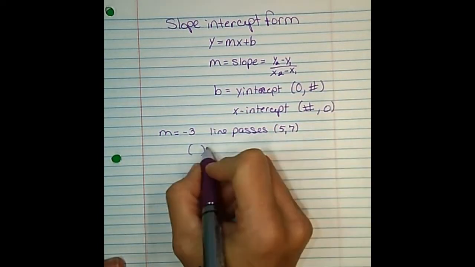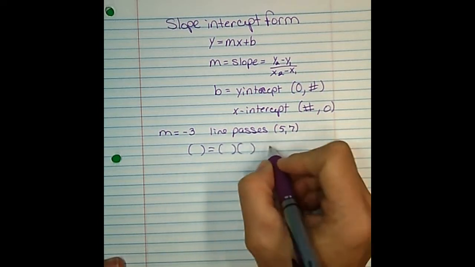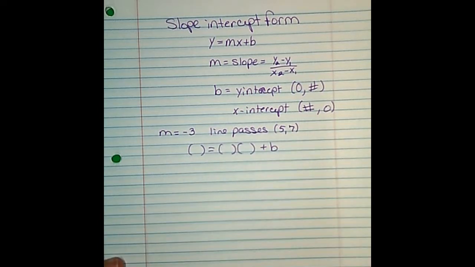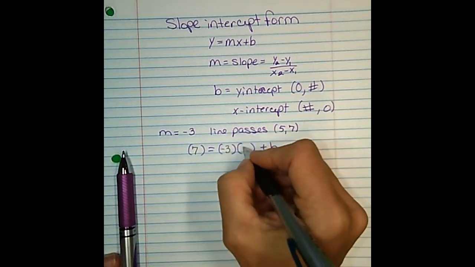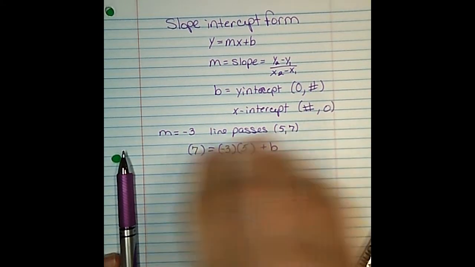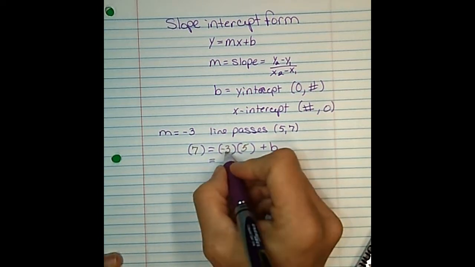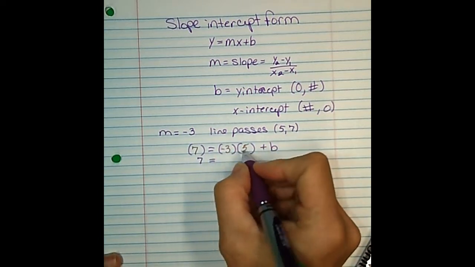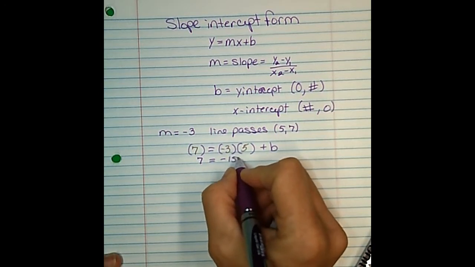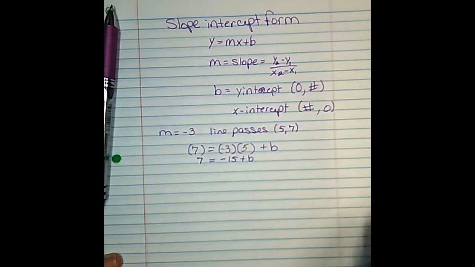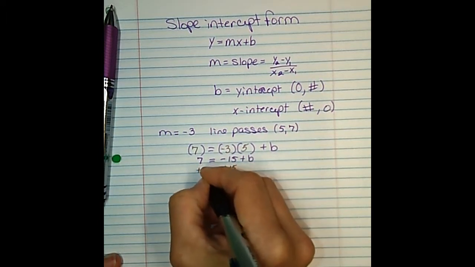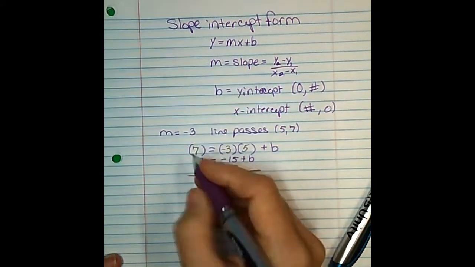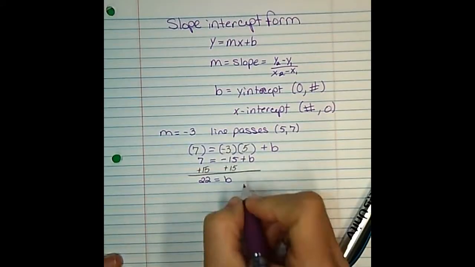I know what my y value is, I know what my m is and my x, but I don't know what my b is. So let's plug in what we know. We got 7 for y, -3 for m, and 5 for x. And let's solve. Bring down the 7, -3 times 5 is -15, plus b. And let's add 15 to both sides because we're solving for b. Now I have 22 is equal to b.